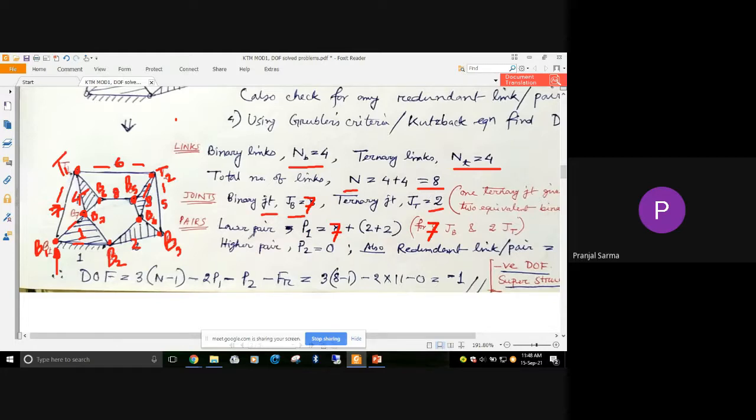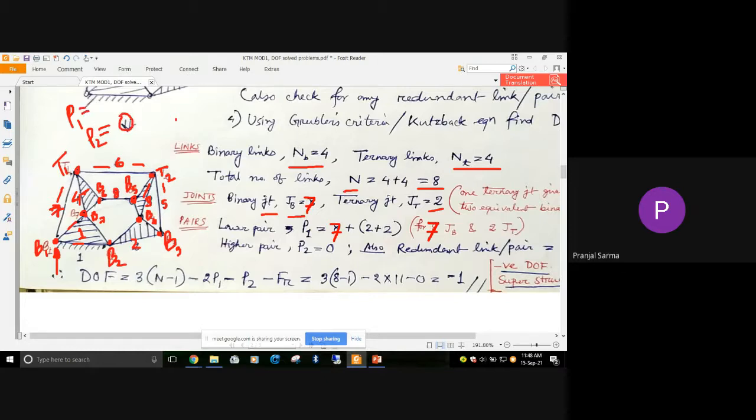Now basically we are interested in this particular equation, 3 whole into n minus 1 minus 2p1 minus p2. n is done, the total number of links. So p1 and p2 are required. p1 is the number of lower pairs, and p2 is the number of higher pairs. In this particular case, all are binary joins, like the hinge joint itself, so these are lower pairs only. p2, the higher pair, is not available. It is 0. And how to find out p1?